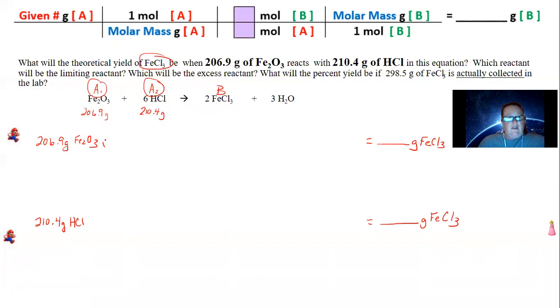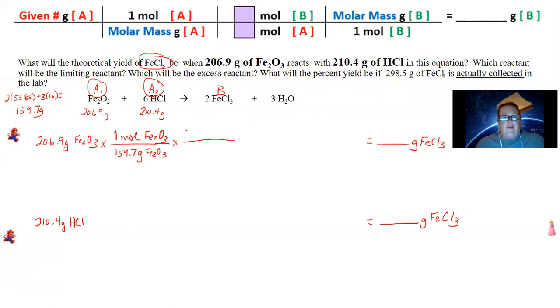So this is my A. In this first step here, I have 1 mole of A on top, which is wherever I have A, I'm going to put Fe2O3. The molar mass for A is 2 times 55.85 plus 3 times 16, and it ends up being 159.7 grams of Fe2O3.